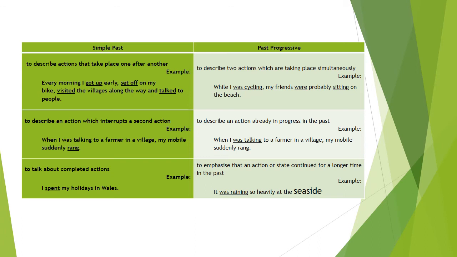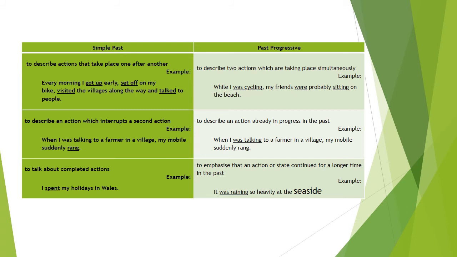Past progressive. To describe two actions which are taking place simultaneously. For example, while I was cycling, my friends were probably sitting on the beach.